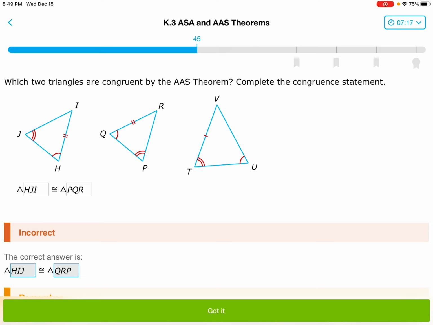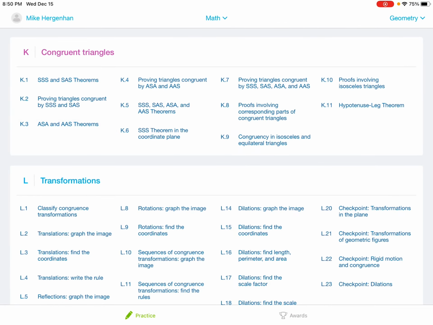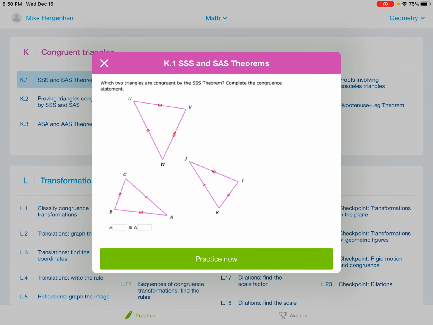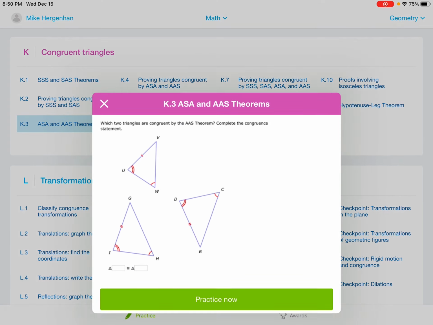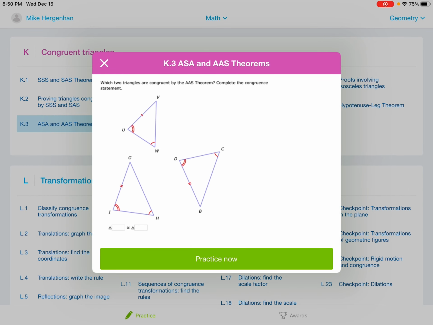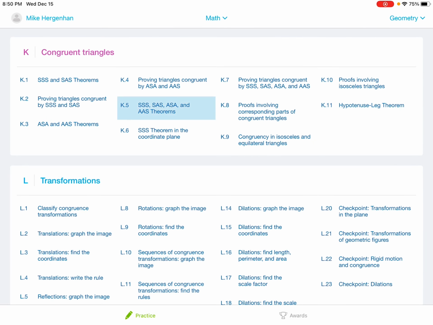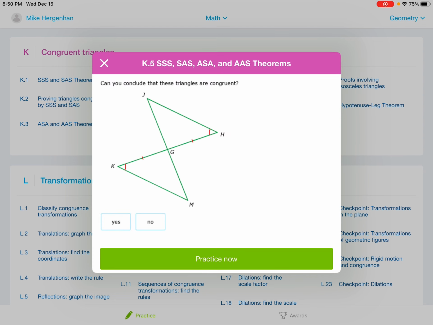Even if you pick the correct 2 triangles, it is still easy for you to mess up the order of the letters. So please be consistent with that. In addition to these 2 sections, I am actually then going to ask you to try one more. So we already talked about K1 of SSS and SAS. K3, this is just ASA and AAS. Well, then there's K5, which says, let's throw them all together.